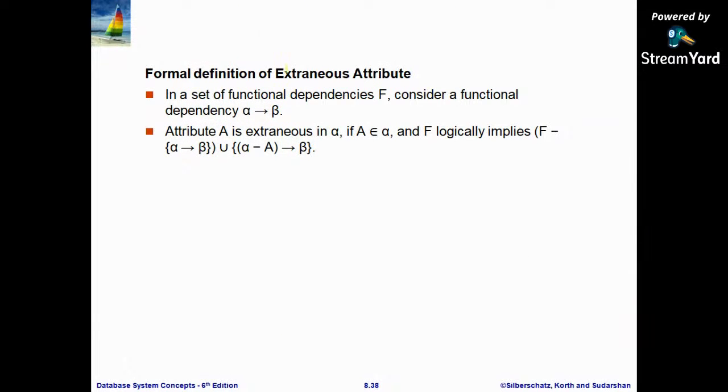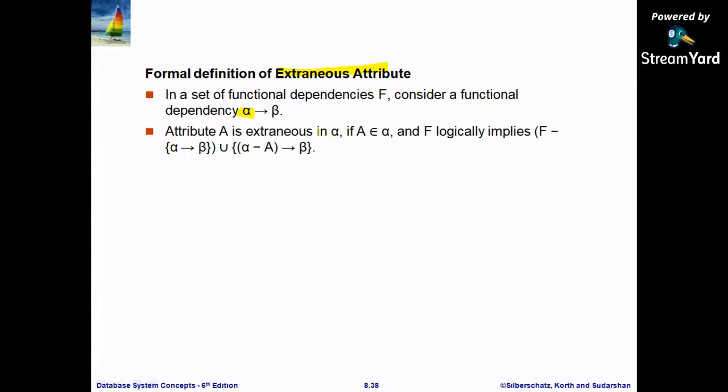So how to calculate the extraneous attribute? To calculate the extraneous attribute, we will find it only on the left hand side, because on the right hand side we have converted everything into single entries. So we can get the extraneous attribute only on the left hand side.